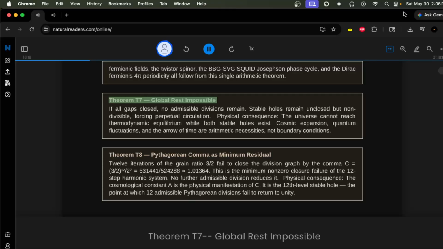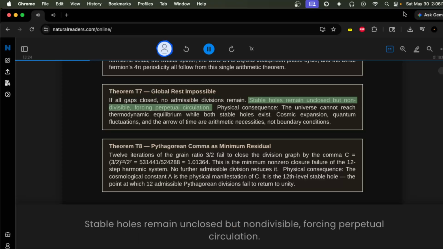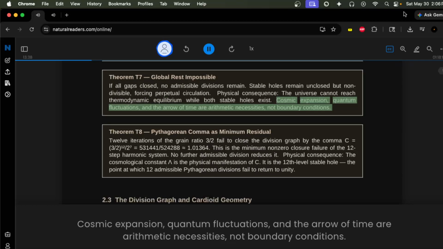Theorem T7, global rest impossible. If all gaps closed, no admissible divisions remain. Stable holes remain unclosed but non-divisible, forcing perpetual circulation. Physical consequence. The universe cannot reach thermodynamic equilibrium while both stable holes exist. Cosmic expansion, quantum fluctuations, and the arrow of time are arithmetic necessities, not boundary conditions.